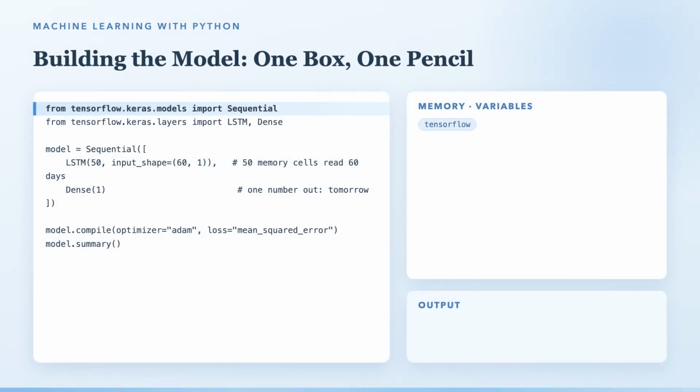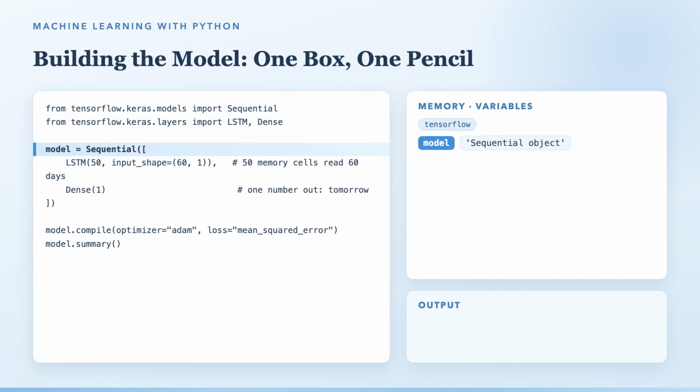Now we build, and it's smaller than you might expect. Watch the lines run. Sequential, a channel for the story to flow through, one layer after another. LSTM 50 keeps 50 boxes, side by side, each one reading the same 60 days, each learning to notice something different. One may care about slow trends, another about sudden dips. The input shape, 60 time steps, one feature, tells them what a story looks like.